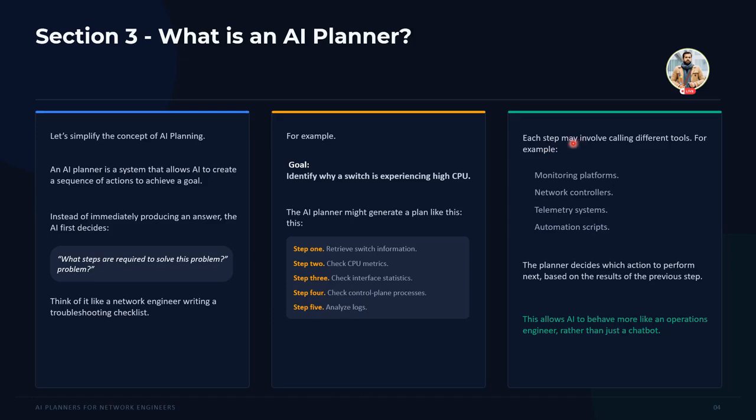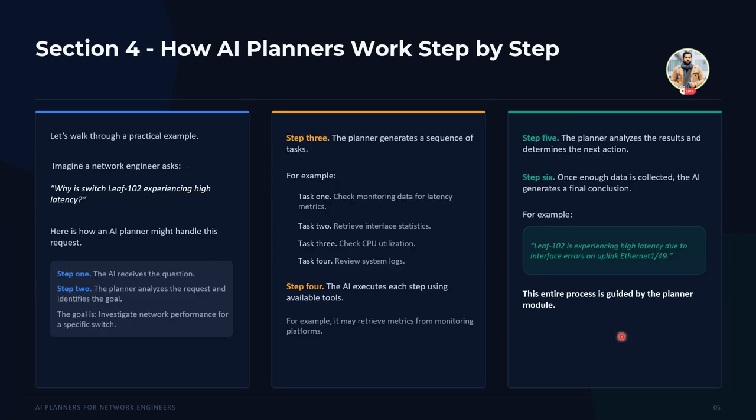And the AI planner does the same thing? Exactly the same thing. The planner generates that sequence, and then at each step, it decides which tool to call. Maybe it hits a monitoring platform for CPU metrics. Maybe it calls a network controller for interface data. Maybe it queries a telemetry system for historical trends. The planner decides what to do next based on what it finds at each step. So it is adaptive, not just following a fixed script. Correct. And that is what makes it powerful.